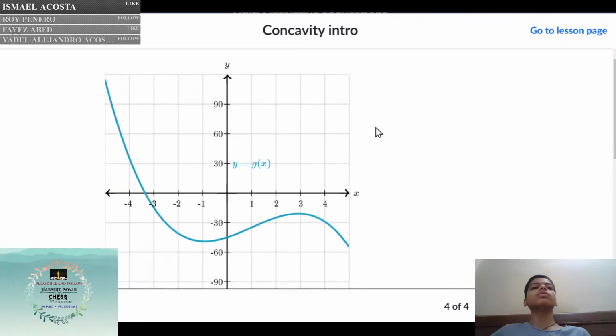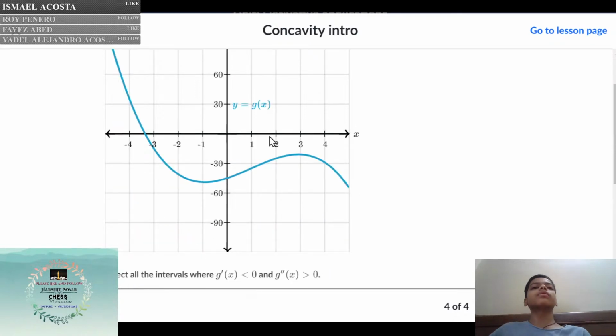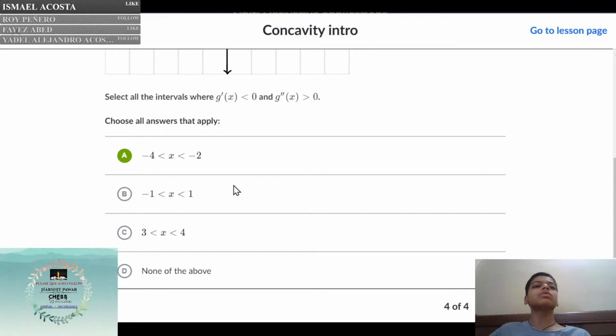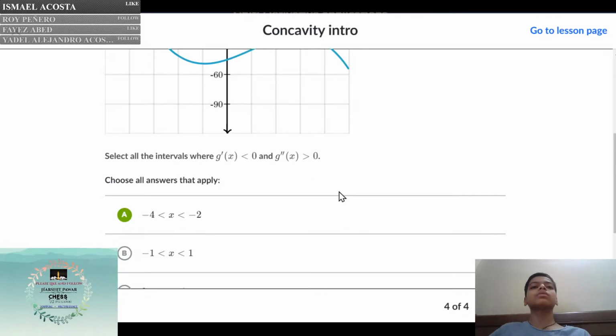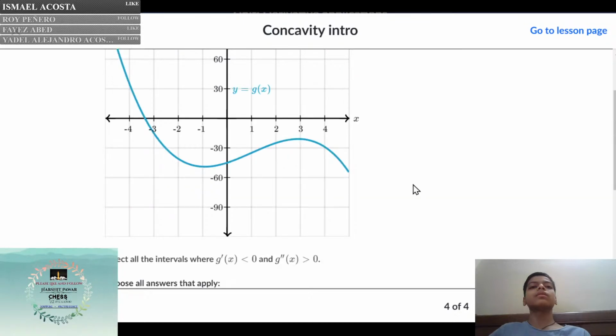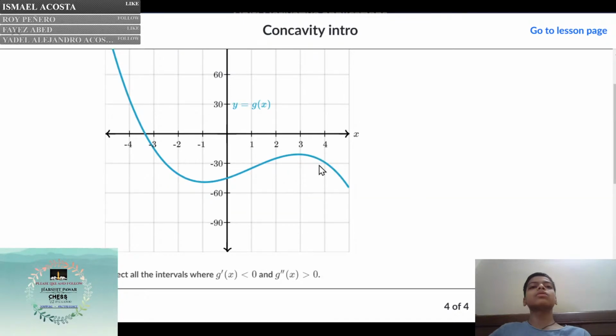Negative 1 to 1, from here to here, we are increasing in slope and we are also decreasing. Option. Let's see, from 3 to 4 we are decreasing. We are decreasing over this interval and we are also decreasing in slope, so this will be decreasing.